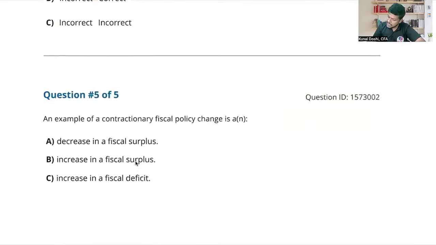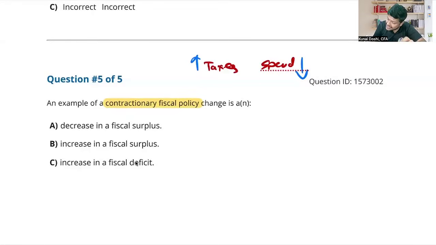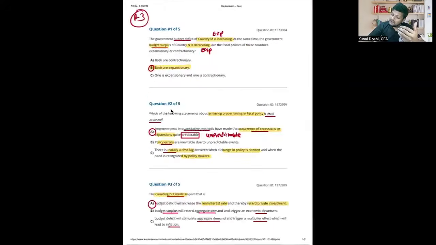Perfect. Yes. An example of contractionary fiscal policy. See, first of all, fiscal policy means taxes and spending. Contractionary means the government is spending either less or taxes are more or both. Decrease in fiscal surplus, decrease in surplus means going towards more deficit, that is expansionary. Increase in fiscal surplus, yes, that is contractionary because that means taxes will be more or spending will be less. That is contractionary. Understood, everyone? Clear? Right. Yes. That's the end of your fiscal policy.